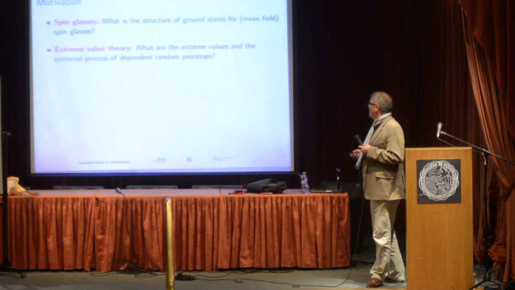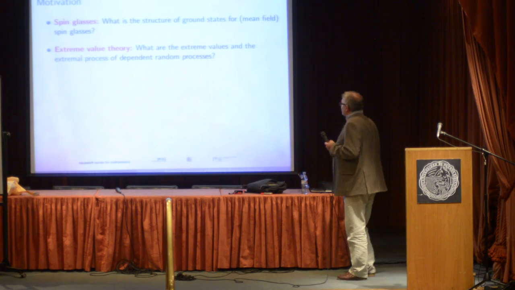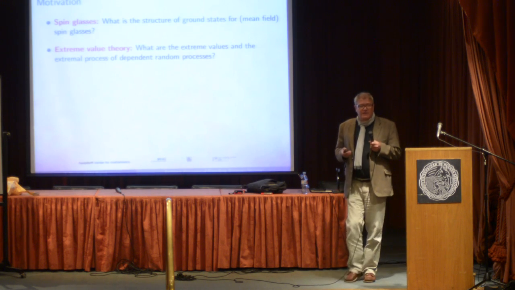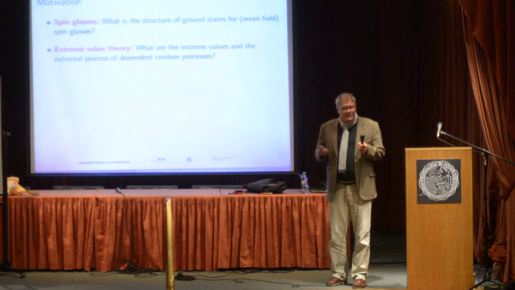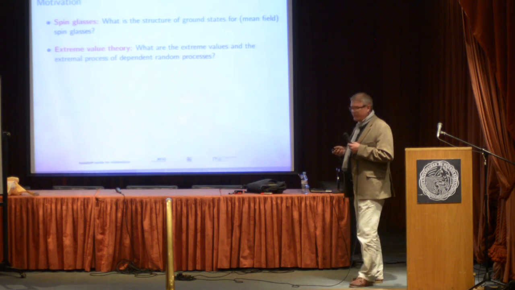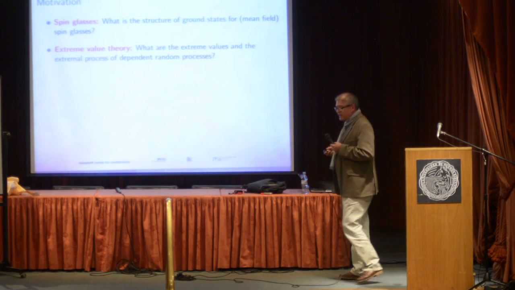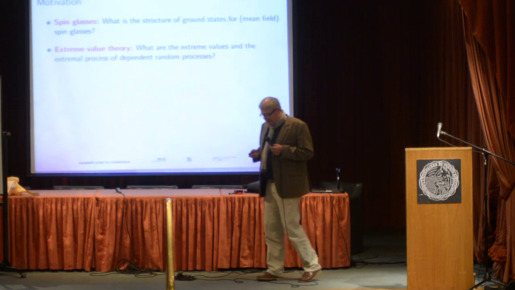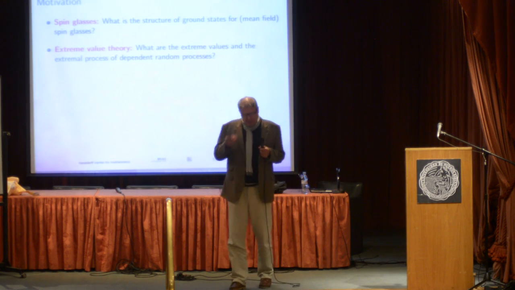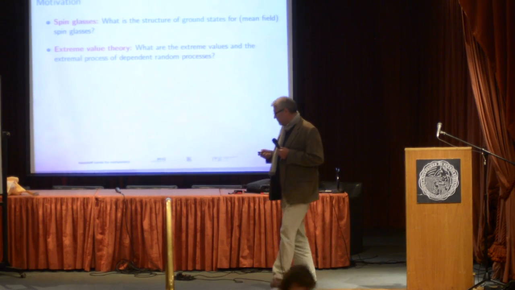So you have extreme values of stochastic sequences of processes or fields. What is in particular what happens in the dependent cases. We know there are results, but this is not a really completely well understood subject.